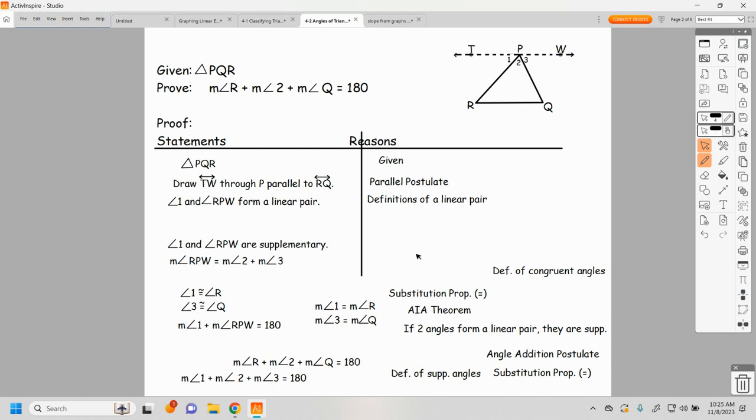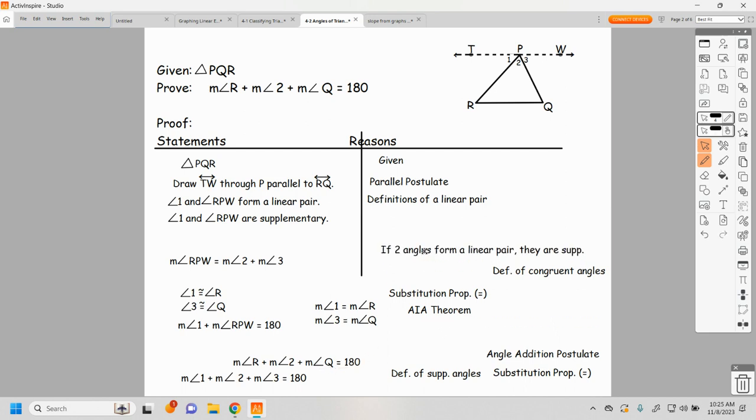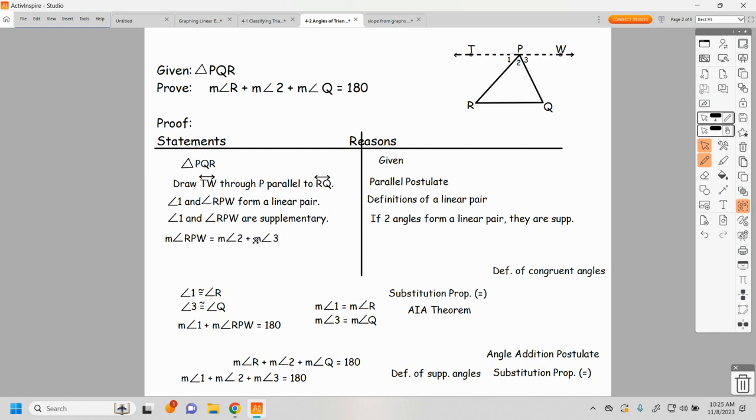All right? Now, from here, you say they're supplementary. And why can I do that? If two angles form a linear pair, they're supplementary. Now, guys, I need to break up that big RPW, so that's the next thing I did. I said that equals 2 and 3. And we should all know why. Angle addition postulate. Good job.